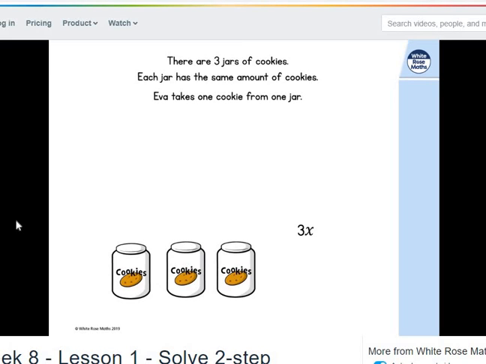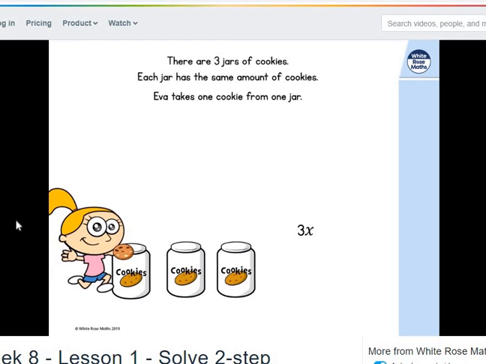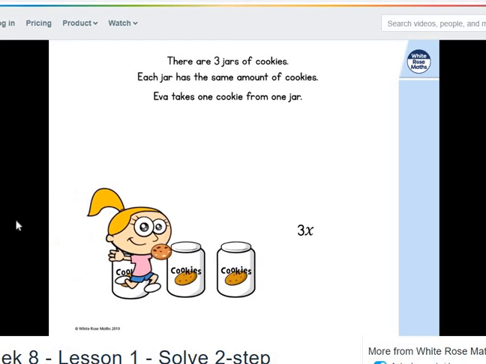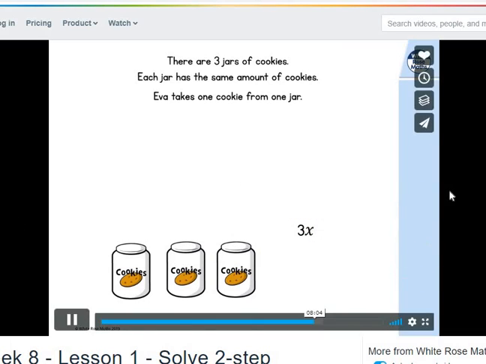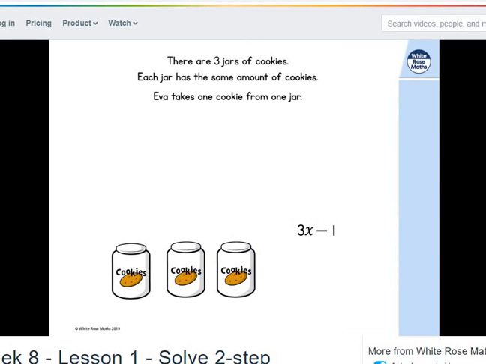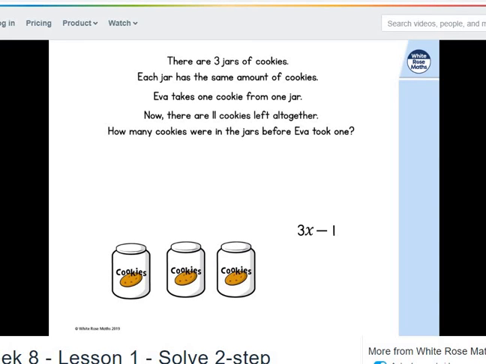Eva takes 1 cookie from 1 jar. Let's represent what she's just done. She's just taken 1 cookie from 1 jar. So she's gone, subtract 1 cookie, and now there are 11 cookies left altogether. Here are those 11 cookies. So the 11 represents the 11 cookies left over altogether at the end.